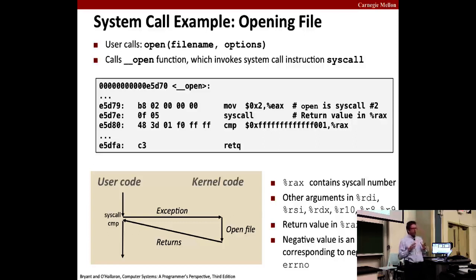Now, you usually don't use the syscall instruction directly in your program. Linux wraps those in system-level functions, which actually call it for you. But it's interesting to see how it actually works. So suppose you want to open a file. You call the system-level function called open with a file name and some options, say read only, write only. And so the syscall instruction takes the syscall number in RAX, and then other arguments are in RDI, RSI, RDX, R10, R8, and R9.